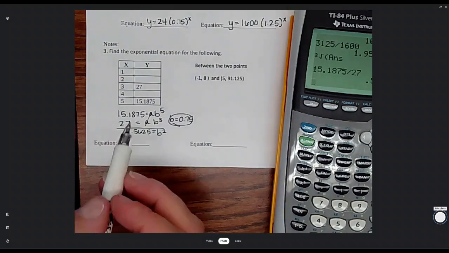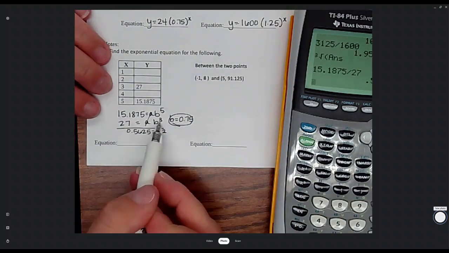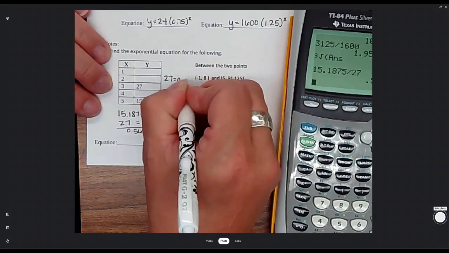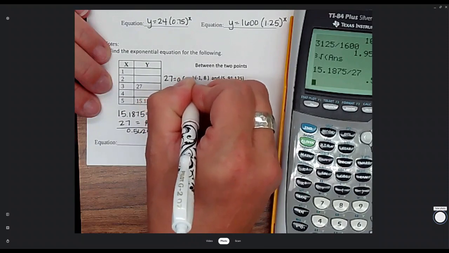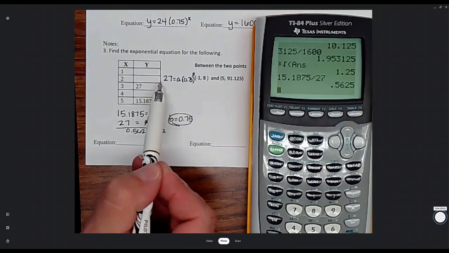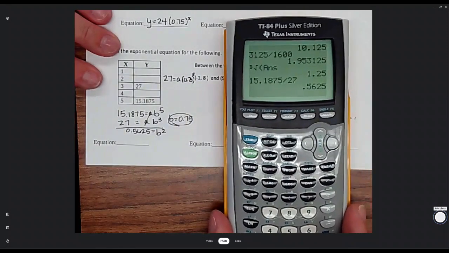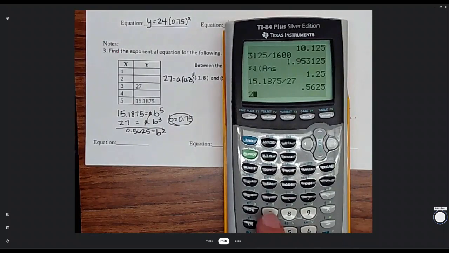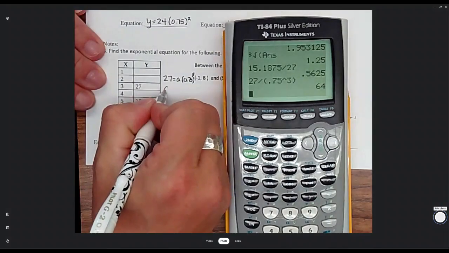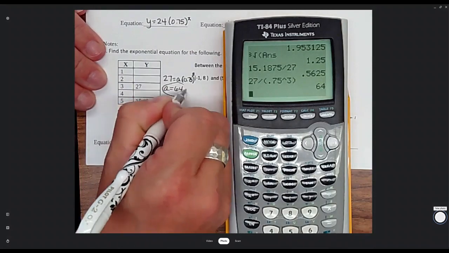So what I'm going to do is go back to one of these two equations. I'll use this one here. So 27 equals A times 0.75, running out of room, to the third. Okay, so all I have to do is just divide this over, right? Now be careful, make sure you use parentheses. So 27 divided by 0.75 raised to the third power, close the parenthesis, looks like 64. So the A value is 64.